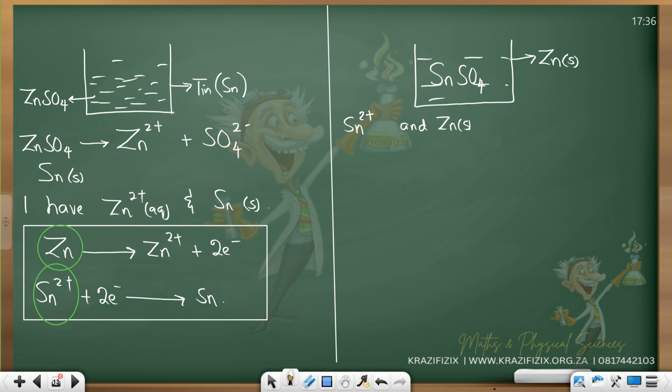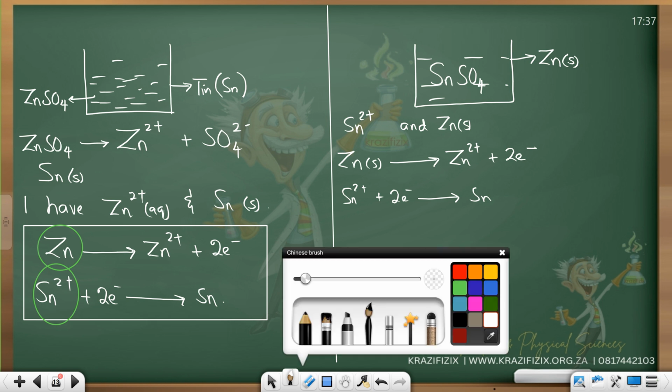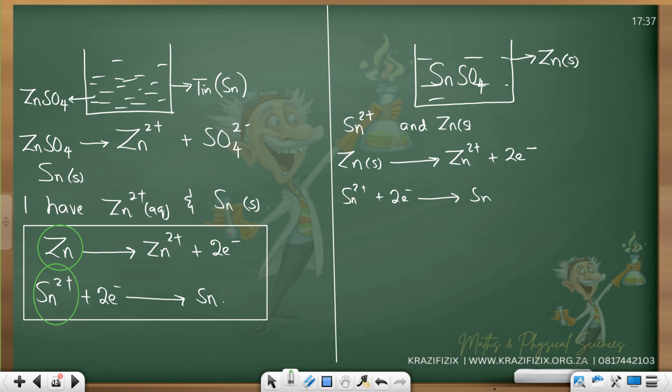Lovely. Whenever I have these two, if we go back to the table, we are still going to have this. So, this is what I'm expecting. I'm expecting my zinc solid to become what? Zinc 2 plus 2E. And my Sn2 plus. All right, look at this one. So we compare both of them. And I want you to hear me nicely now. In the first one, I had zinc 2 plus and what? Solid tin. In the second one, what do I have? Sn2 plus and zinc solid.